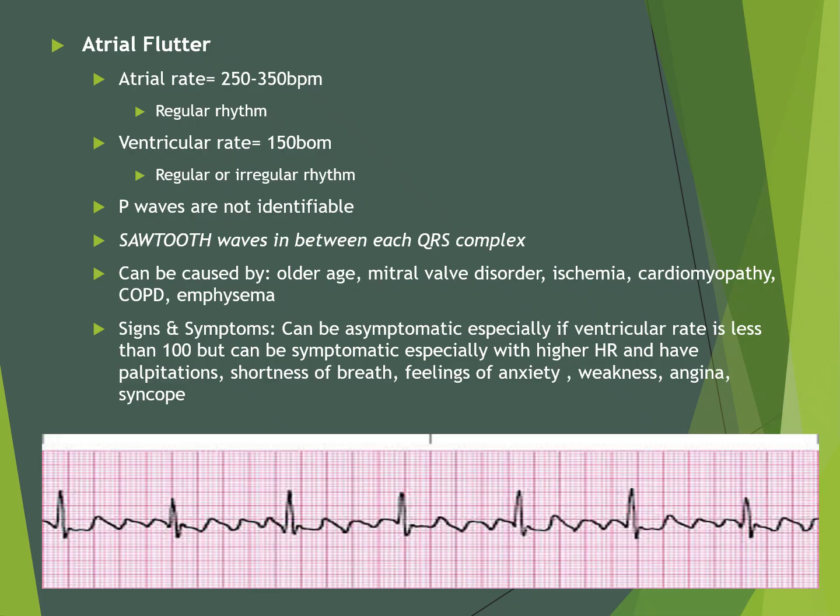Atrial flutter is identified by these sawtooth waves in between the QRS complexes, and depending on if there is the same number or different numbers of these sawtooth waves between complexes will determine if the rate is regular or irregular. So the number of sawtooth waves can be consistent between complexes, or they can vary. In atrial flutter, the P waves are not identifiable, and atrial flutter can be caused by older age, mitral valve disorder, ischemia, cardiomyopathy, COPD, or emphysema.